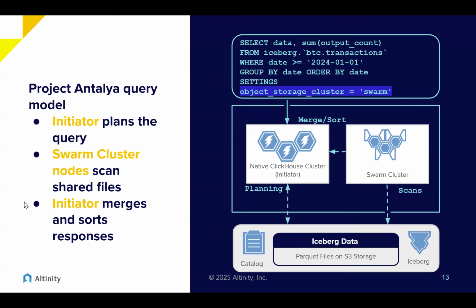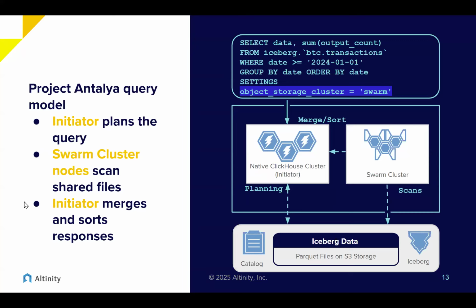This is a query that is running on data that's stored in Iceberg. It will arrive at the native ClickHouse cluster. Whichever node gets it is going to be your initiator, and it's going to plan the query. So it will look up the metadata for the table that you're querying, using the Iceberg catalog in this case, to find out what the files in the table are, what their partitions are, and so on and so forth.